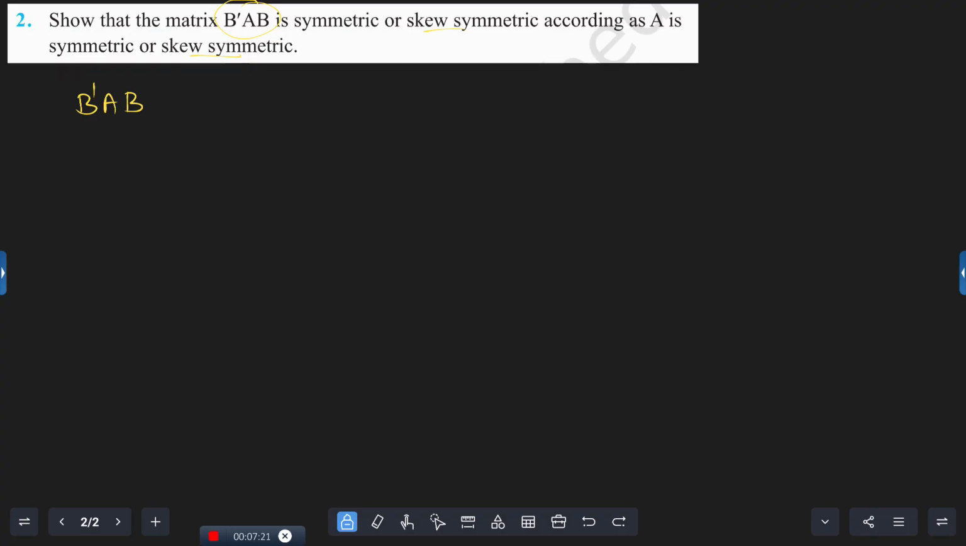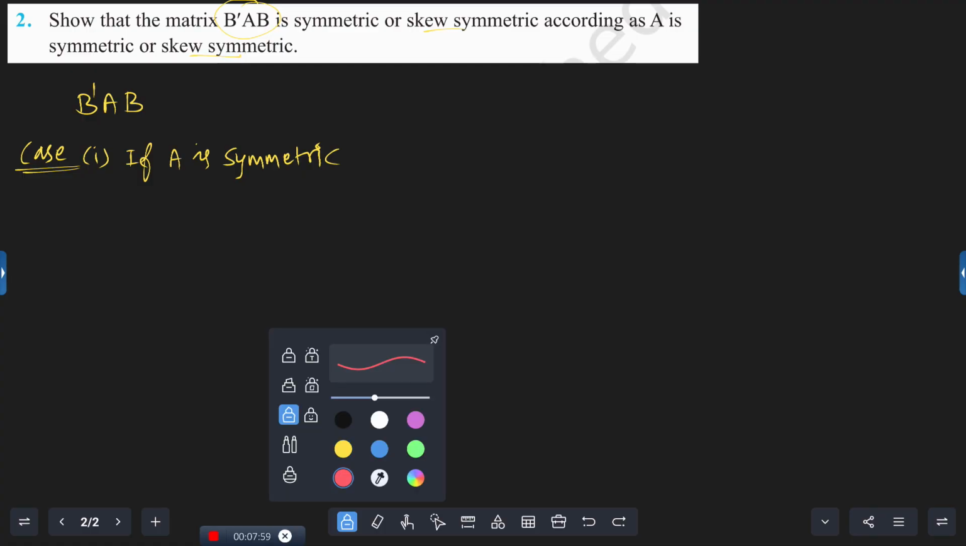Okay. First, what I'm going to take is case number 1. Case number 1: if A is symmetric. First, I'm taking that A is symmetric. If A is symmetric, the question will be what? Symmetric we have to prove. When you want to prove symmetric, usually what will you do? You will apply the transpose. When you apply transpose, you should get the same expression. That is what I'm going to check.